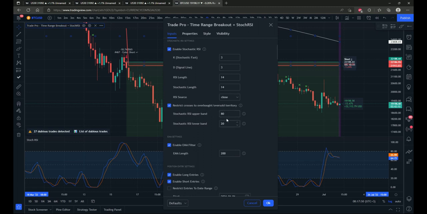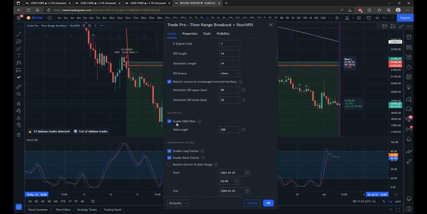You can choose what the overbought and oversold levels are at. And then there's the ability to choose an EMA filter. So this is just a trend direction filter. So price, if it's below the 200 period exponential moving average, it's only going to be looking to short.